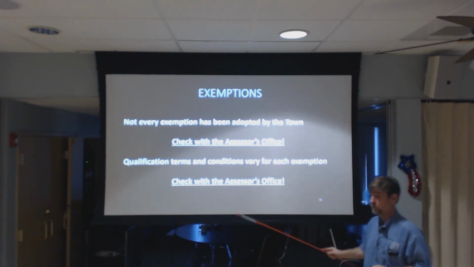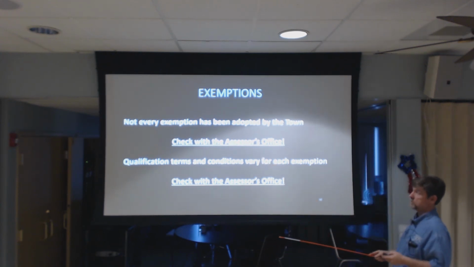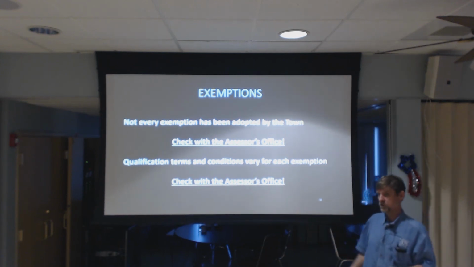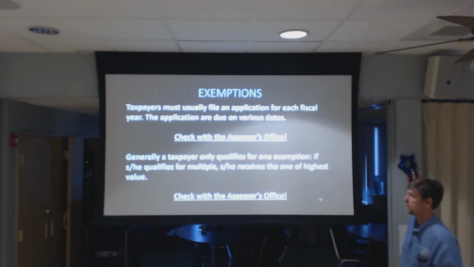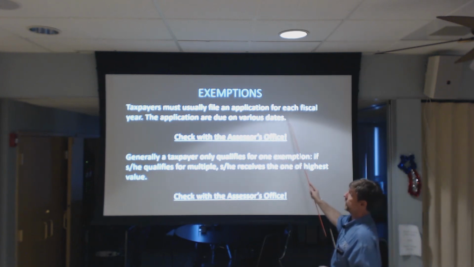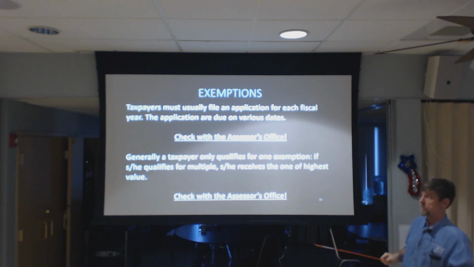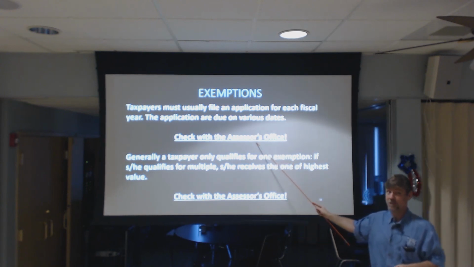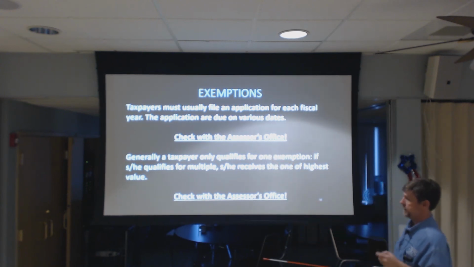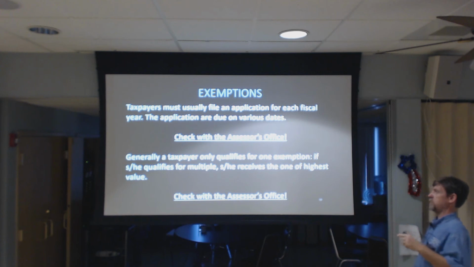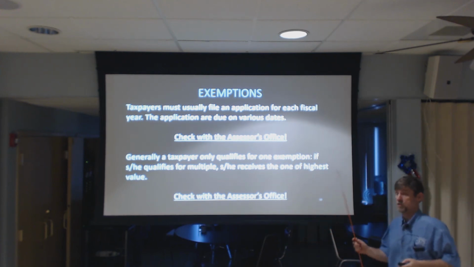Check with the assessor's office. The qualification terms and conditions vary for each type of exemption. Check with the assessor's office. You see the trend here. Okay? Taxpayers usually have to file an application for each fiscal year, and they're due on different dates. Check with the assessor's office. And usually you only qualify for one type of exemption. If you qualify for multiple, and you receive one of the highest values, again, check with the assessor's office.